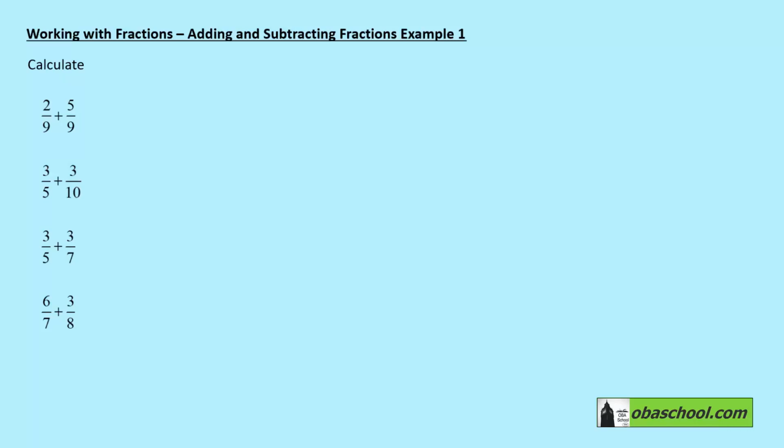So we want to calculate the following. When the denominators are the same, this is very easy. We just have 2/9 add 5/9, just add the numerators, and that gives me 7/9.